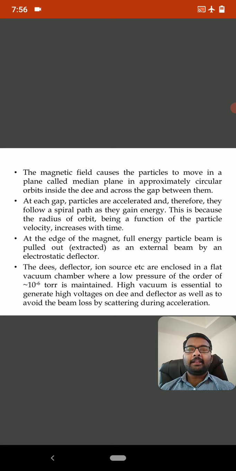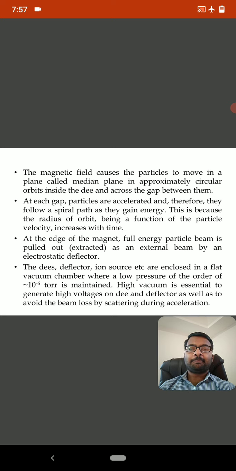by an electrostatic deflector. So at the edge of the magnet, or at the periphery of these two D's, the high energy particles can be extracted for experimental purposes with the help of a deflection magnet or the electrostatic deflector.